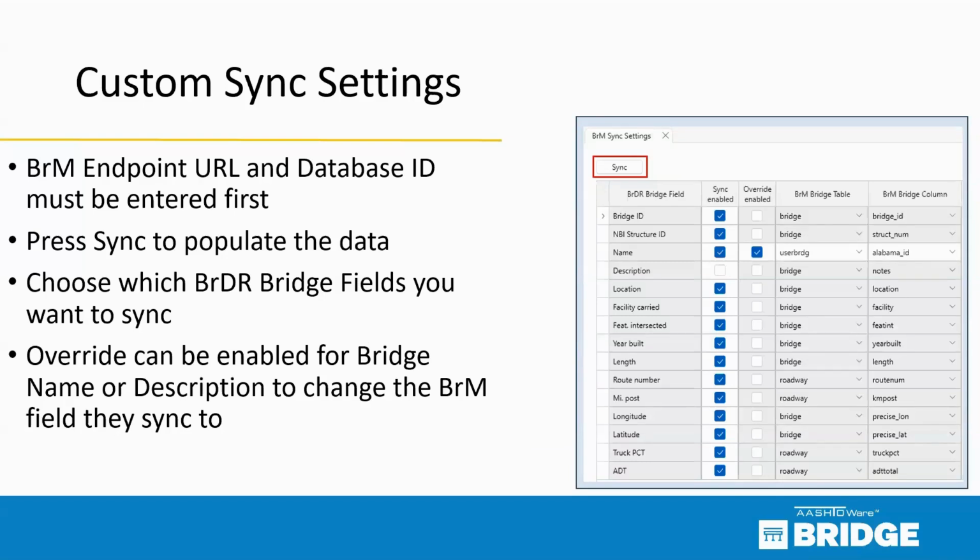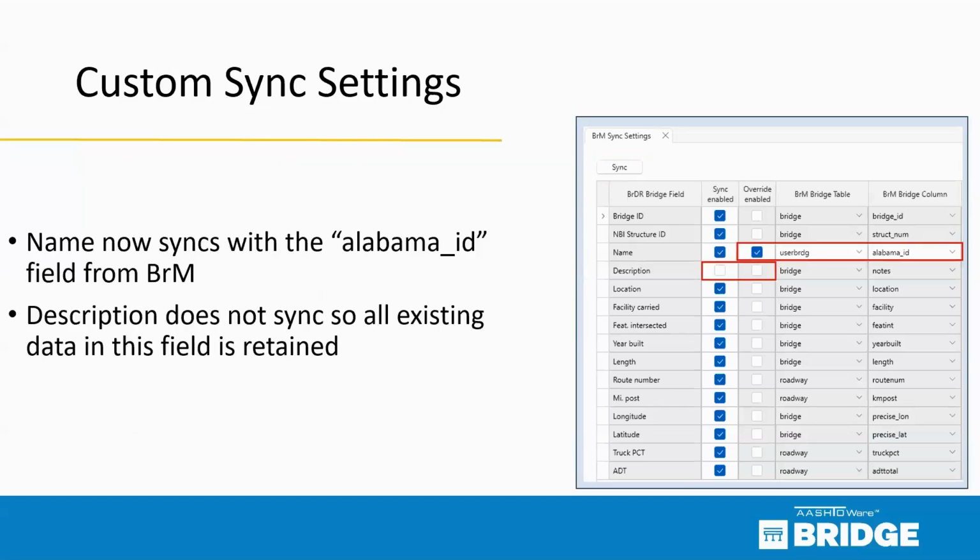Now there's also an override for the name, the bridge name, and the description, which was part of ALDOT's enhancement, so that you can override those values and then choose from the bridge column which values you want to sync with BrM. So in this case now, we've enabled override for the name, and then in the bridge column, we've selected Alabama ID so that it syncs with the Alabama ID number instead of the bridge name. We've also unchecked the sync enabled box for the description so that all the existing data that we have in BrDR for that field is retained.